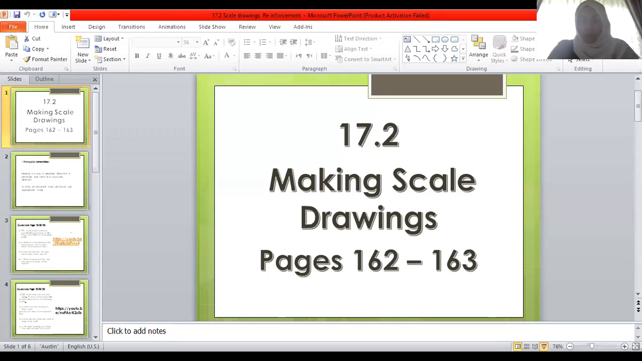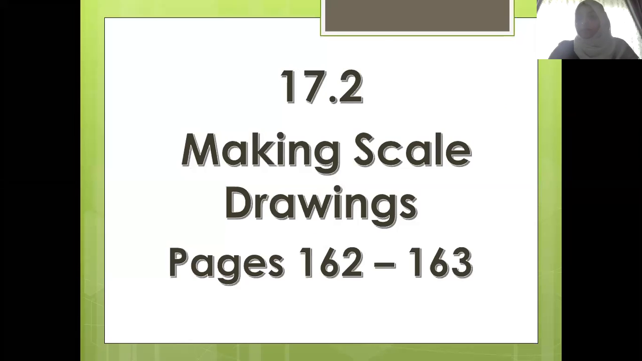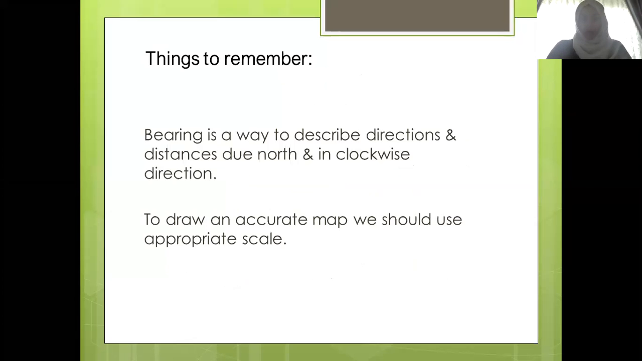This lesson is the second lesson in chapter 17. Chapter 17 is only 2 lessons. The first one is talking about bearing. How can we measure it? Using a protractor, we're talking about angles, okay? We define bearing, and then we will talk about how can we use the bearing in scale drawing, okay?